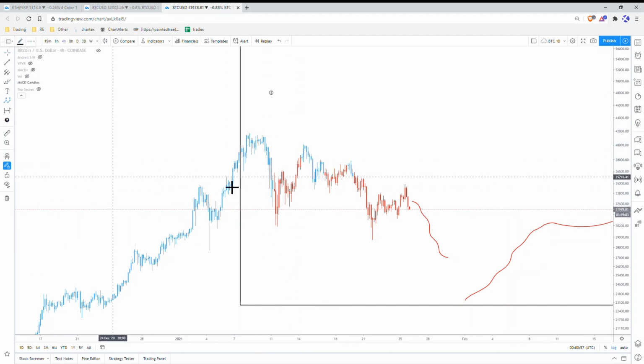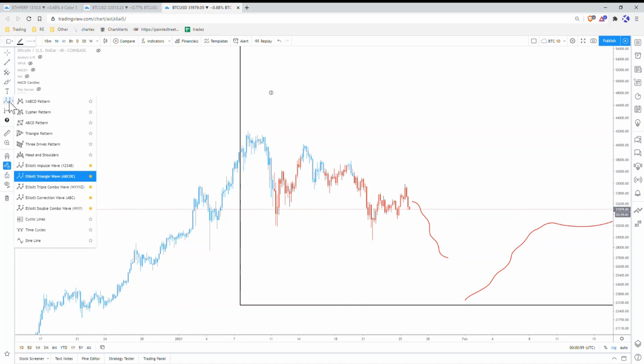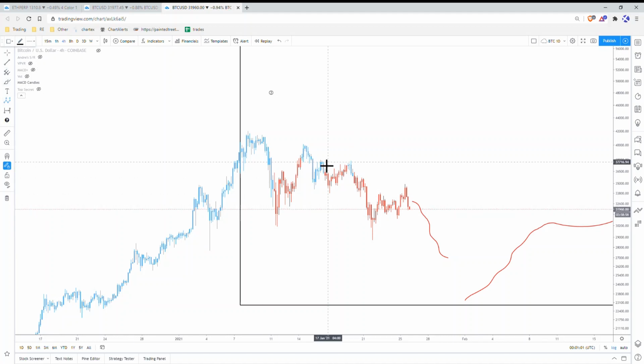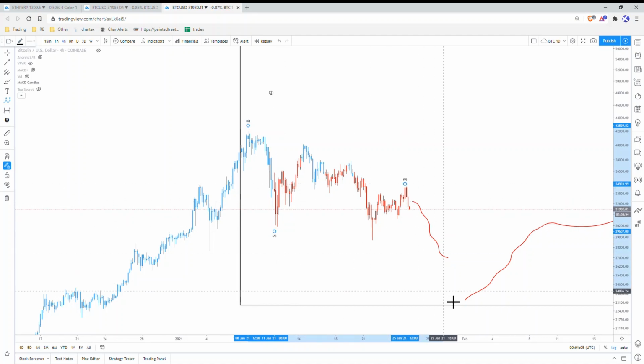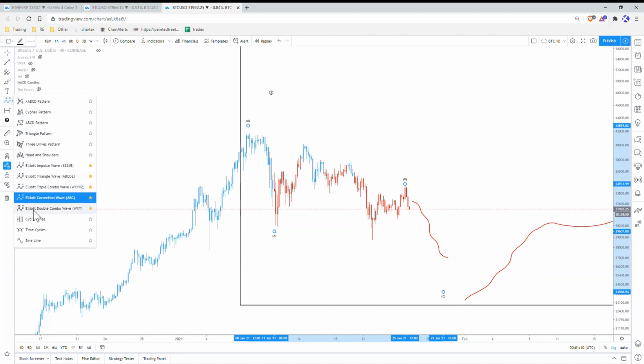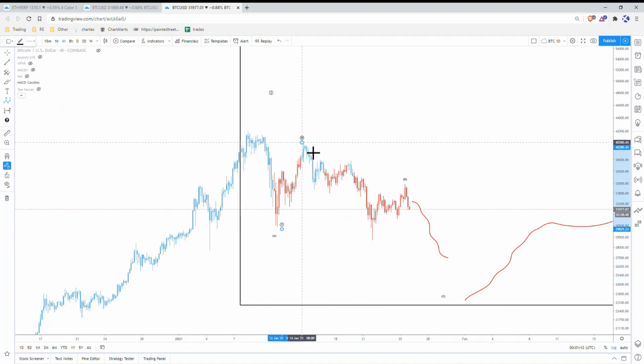So I just grab the triangle. We don't draw triangles here. We're looking at some kind of A, B, C. In the middle of this was essentially A, W, X, Y.